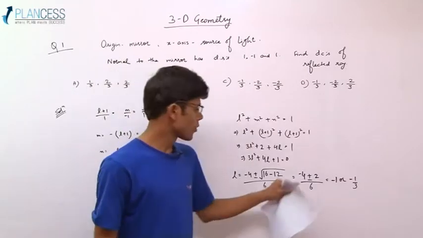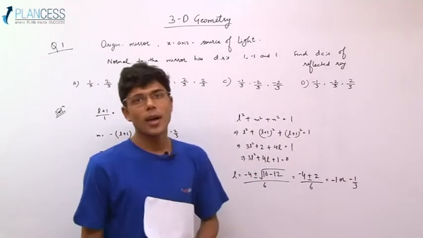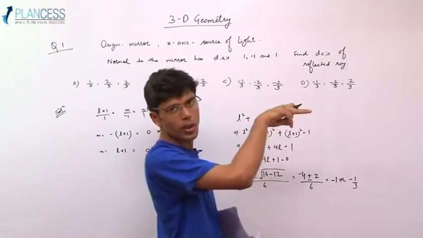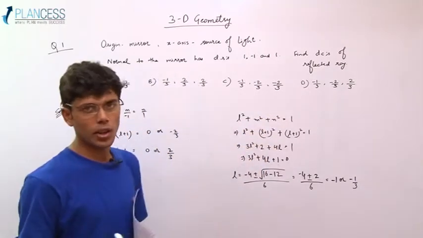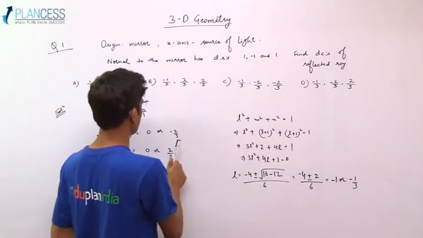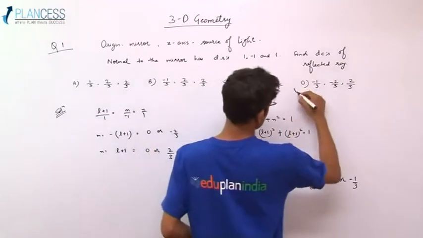Now minus 1, 0, 0 is the direction cosines of the line which is along the x-axis only, and that is my incident ray, so it cannot be my reflected ray. So the direction cosines of my reflected ray are minus 1 by 3, minus 2 by 3 and 2 by 3, which is this.